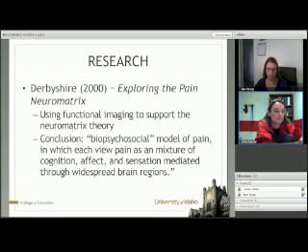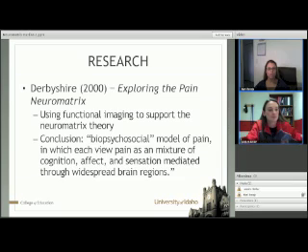Continuing with the research, another significant researcher was Derbyshire, who wrote an article called Exploring the Pain Neuromatrix. In this article, he discusses the usefulness of functional imaging to explain what occurs in different regions of the brain when the body is faced with noxious stimuli. He concludes that there is a biopsychosocial model of pain in which each views pain as a mixture of cognition, affect, and sensation mediated through widespread brain regions.